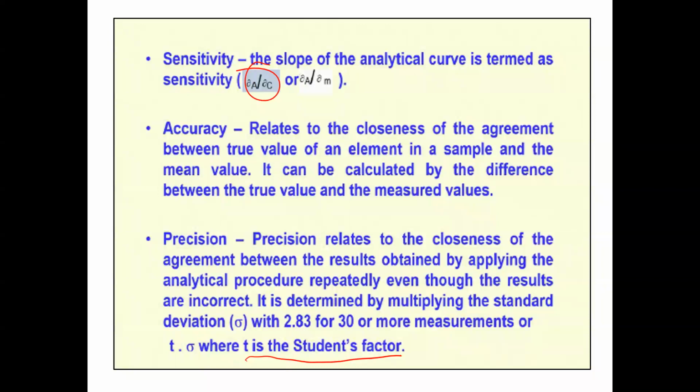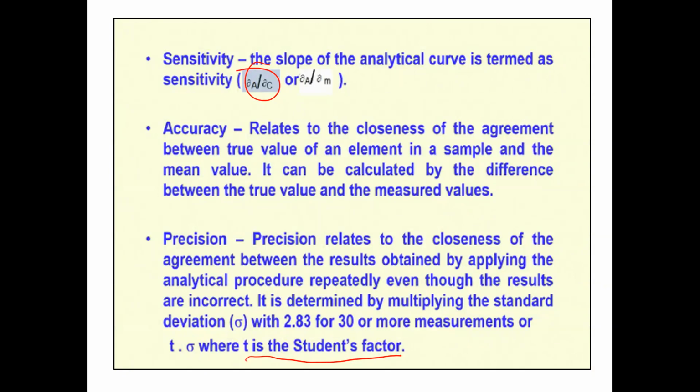Accuracy relates to the closeness of the agreement between the true value of an element in a sample and the mean value, right? So it can be calculated by the difference between the true value and the measured value. It is clear from the statement. And the precision relates to the closeness of the agreement between the results obtained by applying the analytical procedure repeatedly. I have already explained precision. Even though the results are incorrect, right?